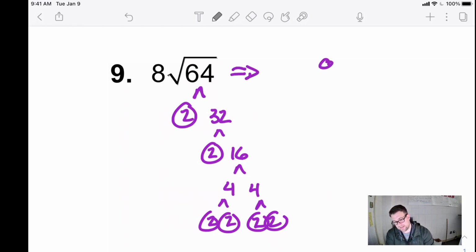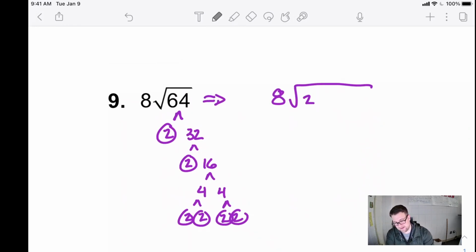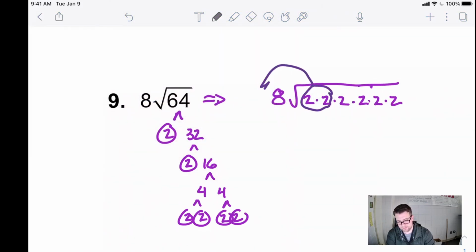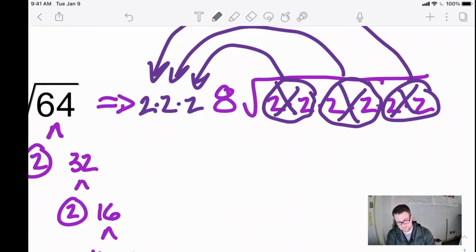So we're going to get our 8 on the outside, and then on the inside, I'm going to have my 6 2s. Now remember, anytime you have 2 of the same thing, you can pull one of those to the outside. Here's another one. Here's another one. So on the outside now, I have 4 numbers: 2, 2, 2, and 8. To deal with those, we need to multiply those together.